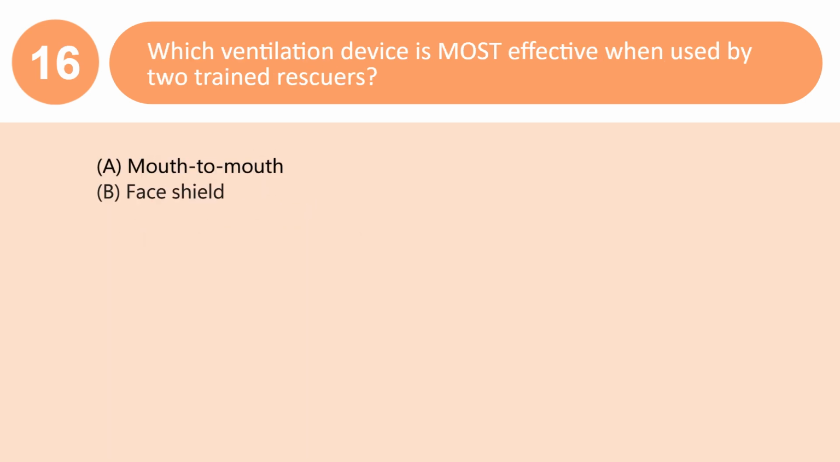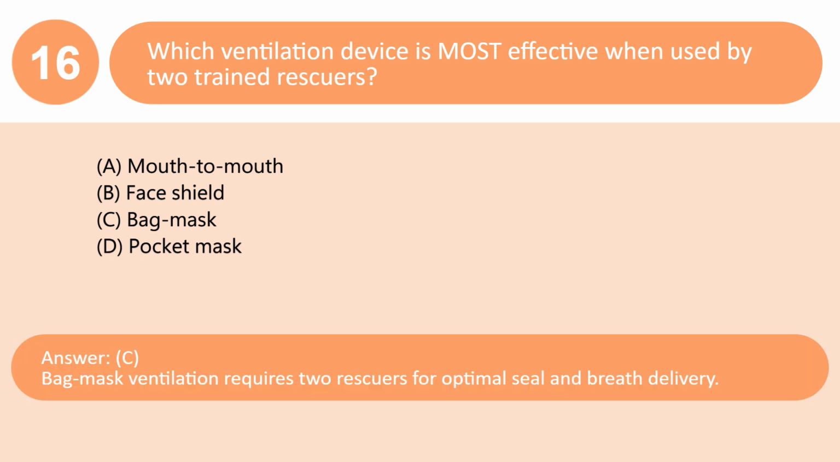Which ventilation device is most effective when used by two trained rescuers? A. Mouth-to-mouth. B. Face shield. C. Bag mask. D. Pocket mask. Answer C. Bag mask ventilation requires two rescuers for optimal seal and breath delivery.